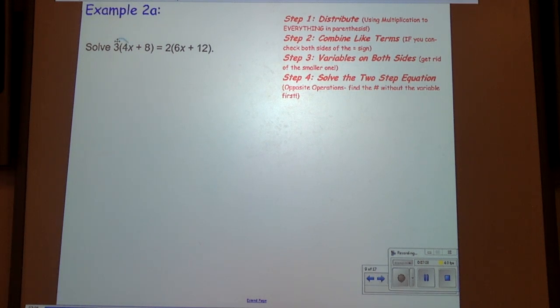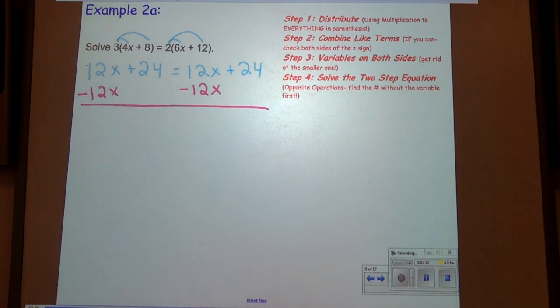Okay, example 2a. Again, we're going to distribute on the left and on the right. So 3 times 4x is 12x, plus 3 times 8 is 24. So we have 12x plus 24 equals 12x plus 24. So some of you might be noticing something here. If not, step 2, we're going to combine like terms. We have variables on both sides, so we're going to bring them together. So we're going to subtract 12x from both sides, and you're left with 24 equals 24.